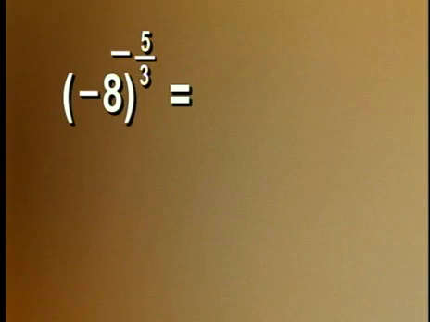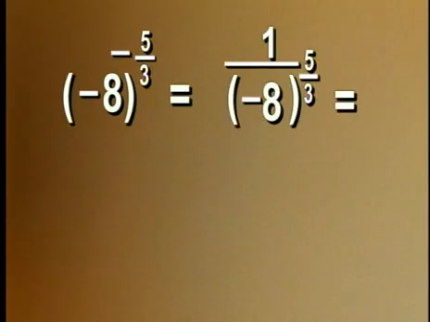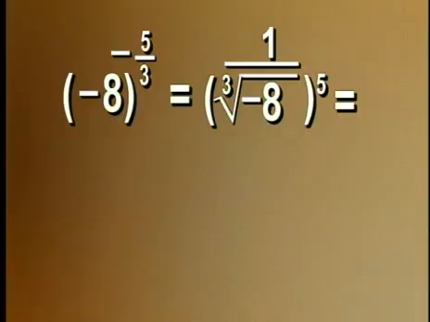Well, let's see what that means. Negative 8 to the negative 5/3. Notice the negative 8 is in parentheses. We are going to take the reciprocal: 1 over negative 8 to the 5/3. The negative power is the reciprocal. What does negative 8 to the 5/3 mean? Negative 8 to the 5/3 says we're going to take negative 8, take its cube root, and then we're going to raise that to a 5th power.